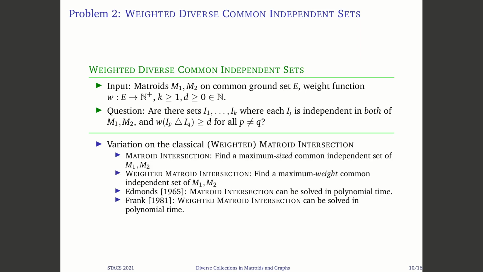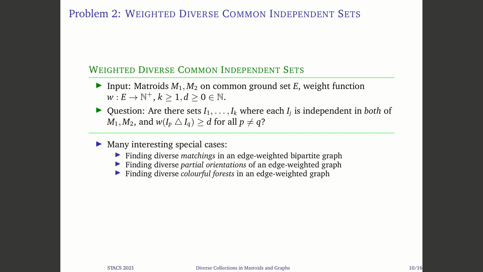is at least d. This is a variation on the classical matroid intersection problem, or the weighted matroid intersection problem, which is about finding one maximum sized common independent set of two matroids, or one maximum weight common independent set of two matroids. And these problems have been known to be solvable in polynomial time for a long time. This problem also has many interesting special cases. For instance, finding a diverse collection of matchings in an edge-weighted bipartite graph, finding partial orientations of an edge-weighted graph where these orientations are diverse, or finding a diverse collection of colorful forests in an edge-weighted edge-colored graph.